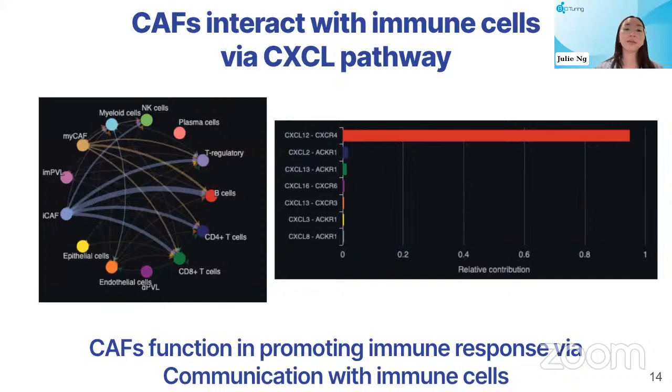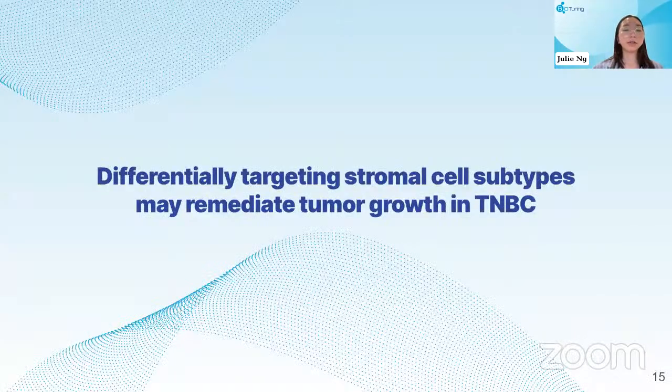We hypothesized that CAFs may function in promoting immune response via communication with immune cells. And then the final insight that we can gather from this analysis is that it might be important to differentially target stromal cell subtypes to remediate tumor growth in triple-negative breast cancer. So, for example, we may want to downregulate pathways in PVLs if we hypothesize that they contribute to tumor growth. And on the other hand, we might want to upregulate pathways in CAFs in order to promote immune response to target tumors.